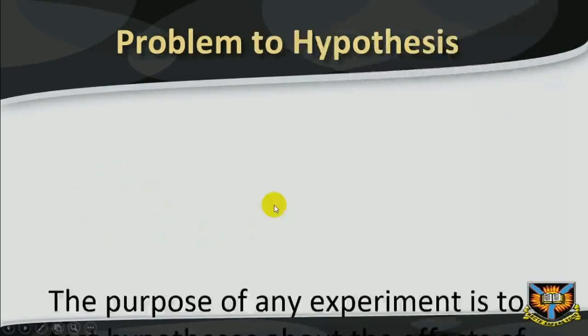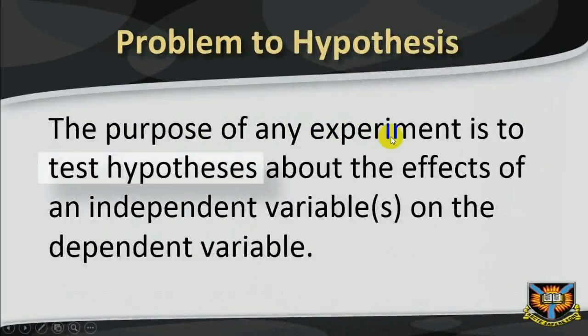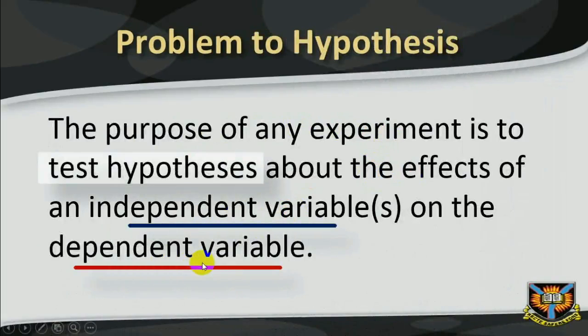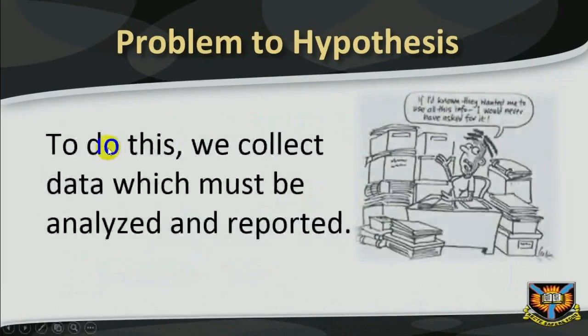An experimental test must be capable of disproving a hypothesis. The purpose of any experiment is to test a hypothesis about the effect of an independent variable or variables on the dependent variable. To do this, we must collect data. Once obtained, this data must be analyzed. Once analyzed, data must be reported. These aspects are briefly discussed in turn.